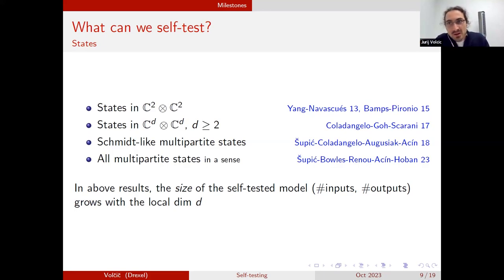Now, of course, how can we self-test them? In all these initial results, I said a state is self-tested if it appears in a model that's self-tested. You don't really specify how many inputs and outputs you have in this model. In all these original results, the construction of this model was somehow recursive, so it was growing a lot with the local dimension d, in the number of inputs and outputs. In some sense, that's unavoidable. You cannot have a fixed number of inputs and outputs that works for every state. You do some dimension count, and it's not going to work.